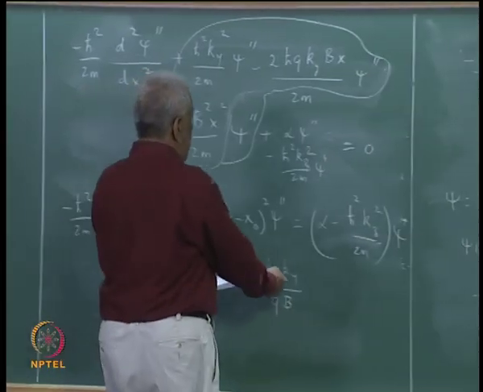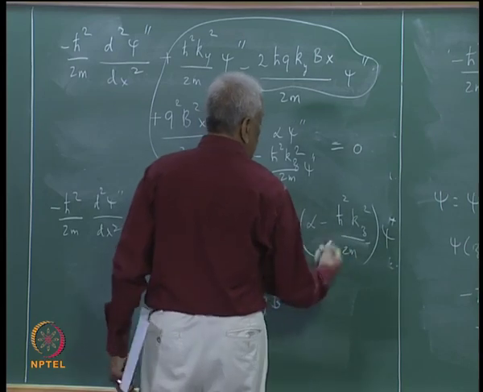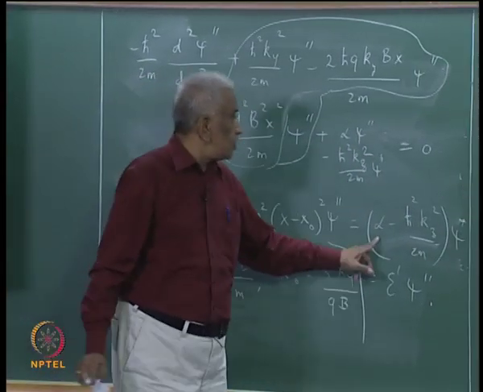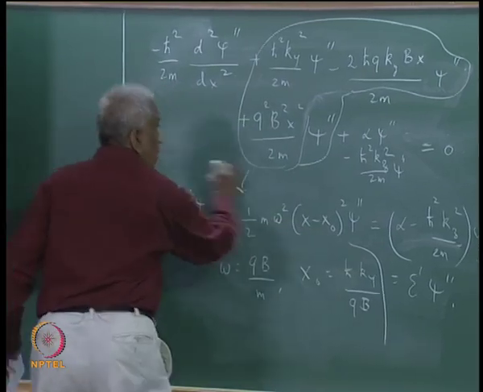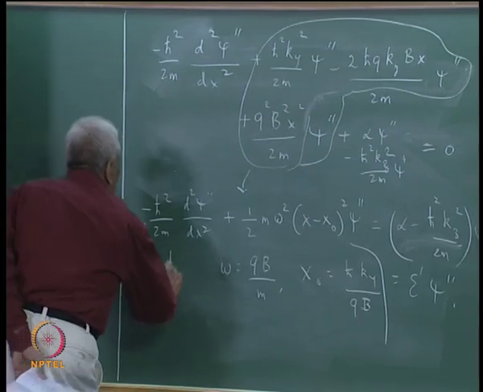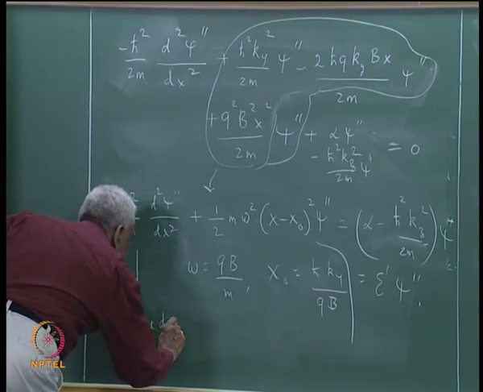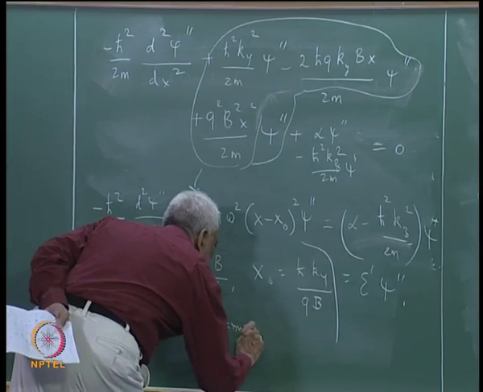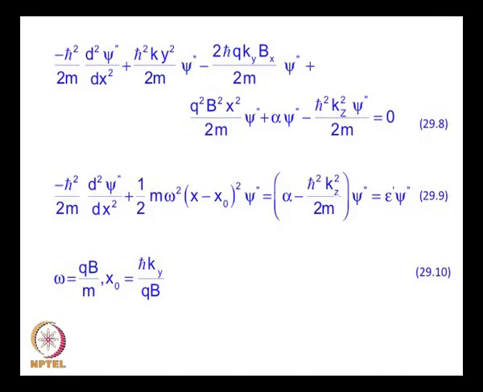And in this form you can see that this is the energy which I can write as equals E dash psi double prime, where E dash is the total energy minus this. Therefore, this is in the form of the standard Schrodinger equation for a one dimensional harmonic oscillator of frequency omega equal to qB by m, which is displaced in center by an amount h cross ky by qB. So, the eigenvalues of energy of this one dimensional oscillator are well known. This is an exactly solved problem in quantum mechanics.